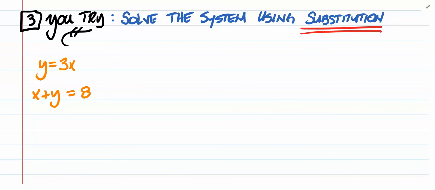Box number 3 is a you try. I want you to try this on your own. Solve the system using substitution. Look back to box number 1 in your notes if you need help.